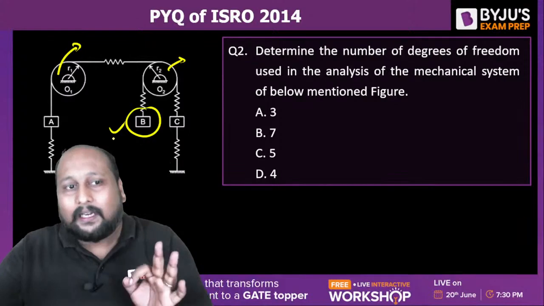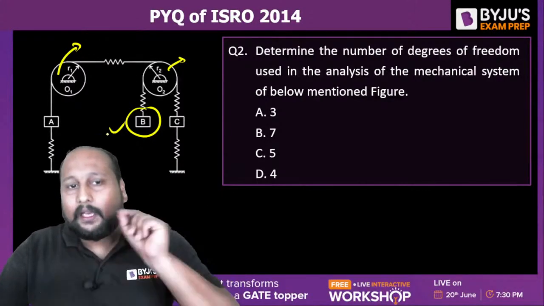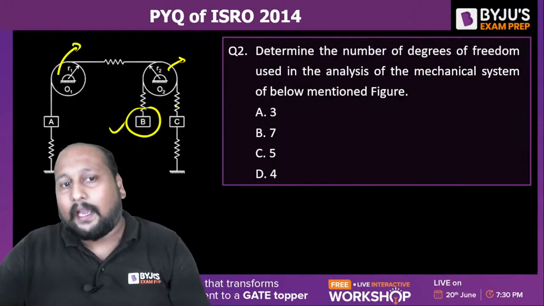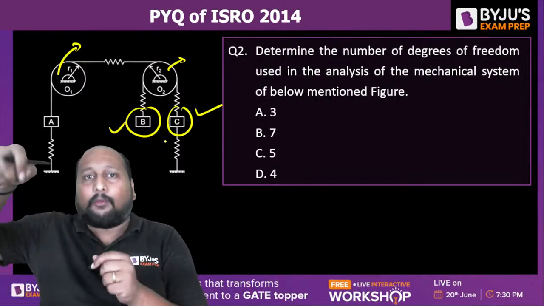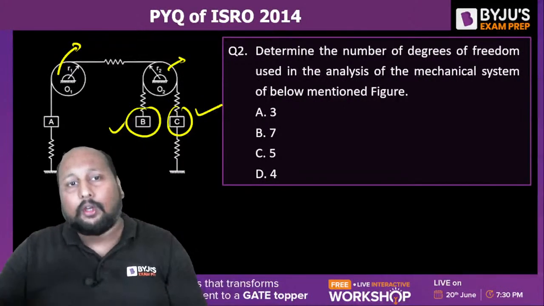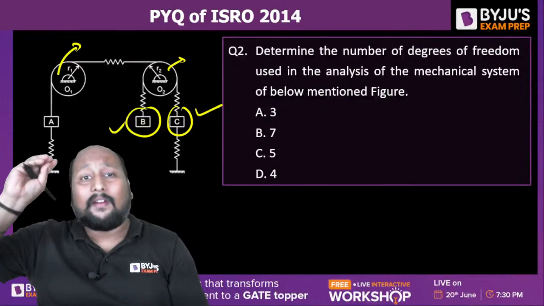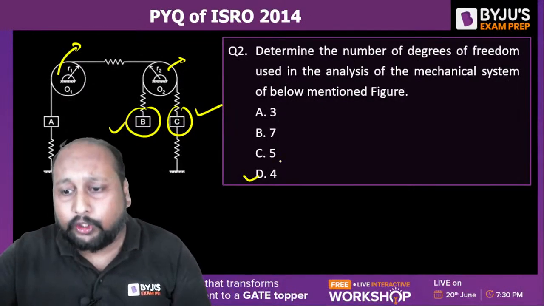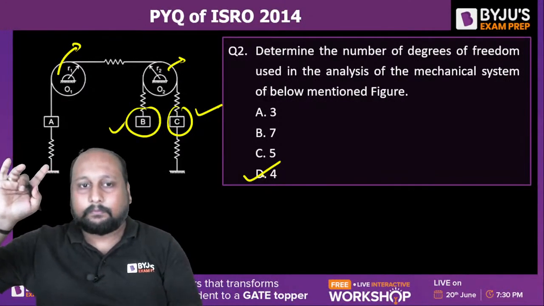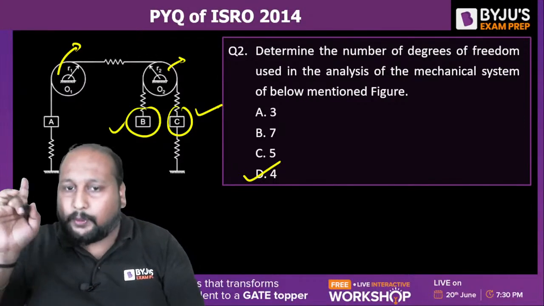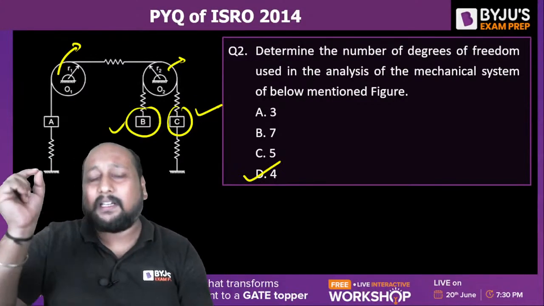Secondly, A and C are connected directly. I can say either A or C, I can provide the motion. If I provide motion at C, A will automatically move. So there are 4 independent variables required to define the motion. Option D is the correct answer. Okay, right? Option D is the correct answer. Very straightforward, common definition based.